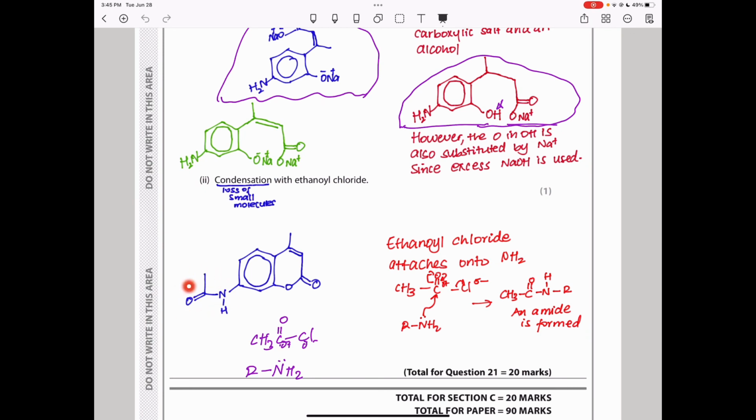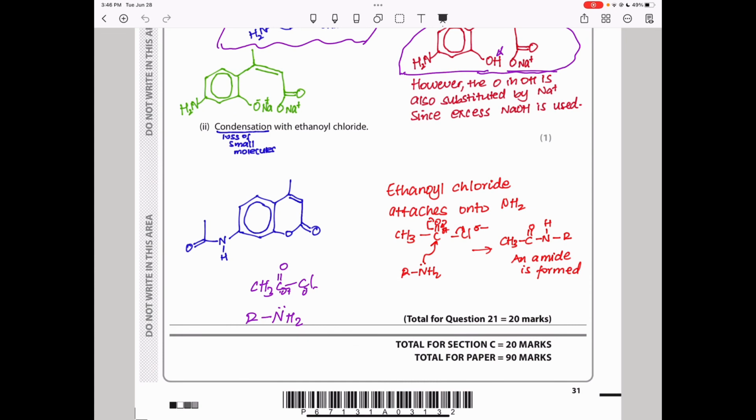A condensation reaction, HCl has been lost. So this part here is going to lose a hydrogen, and that part is going to lose the Cl, so HCl is lost. That is why we call this a condensation reaction. So this brings us to the end of section C.